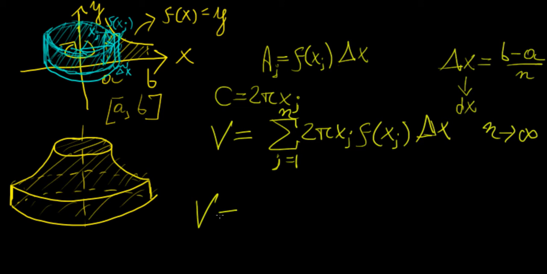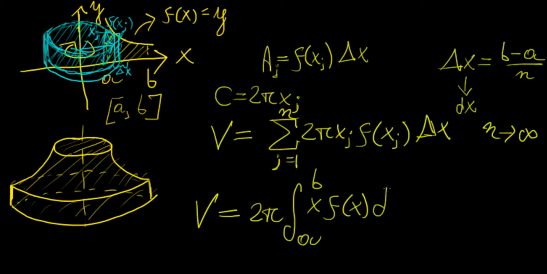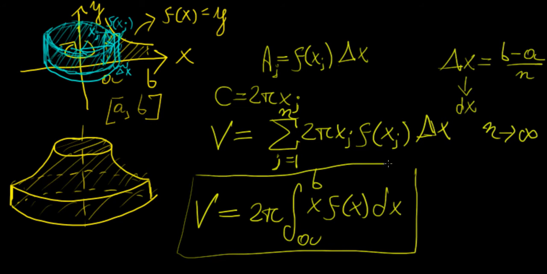So that means that our volume is actually going to be represented by the integral 2 pi, because 2 pi is just a constant, so I can write it outside, from a to b of x times f of x times the infinitesimal quantity dx. So this is going to be the formula for a solid of revolution with respect to the y-axis.